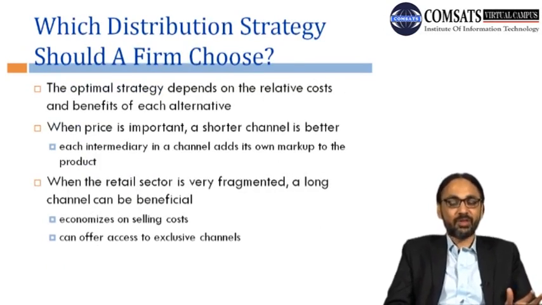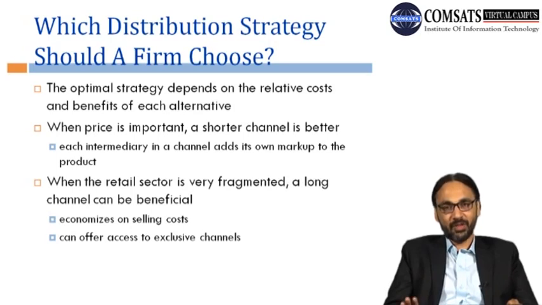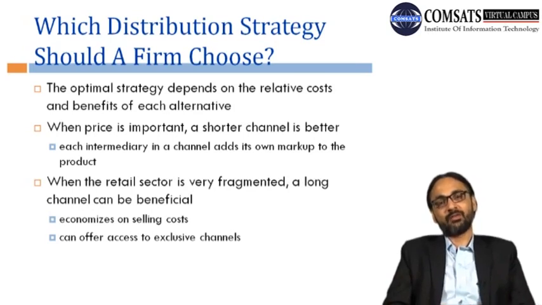Which distribution strategy should a firm choose? Now this is the question. The optimal strategy depends on the relative costs and benefits of each alternative. When price is important, they have to compare the price and cost of each distribution channel and then decide which one is offering the least cost and where the firm is getting the maximum benefit. When price is important, a shorter channel is better. Each intermediary in the channel adds its own markup to the product.